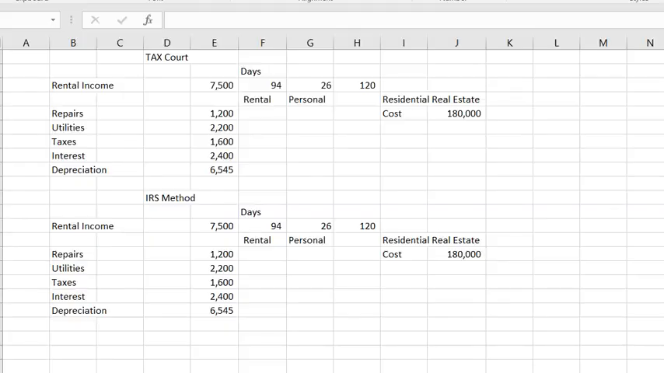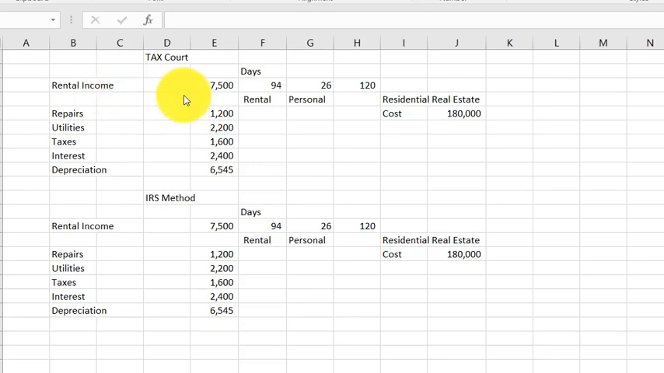Hello everyone. Welcome to an example of a rental activity and the complications that go along with that. So I have set up some information about a rental property that a client might own.